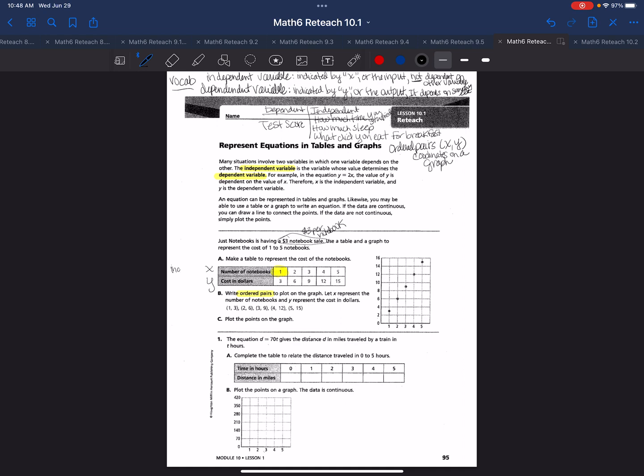I would label these when you do all of your homework in Module 10, just so you get used to labeling everything, and then you're going to understand independent and dependent variables a little bit better. So independent, if I buy one notebook, it will cost me $3. Then the directions say, if you buy 1 to 5 notebooks, what's the cost?